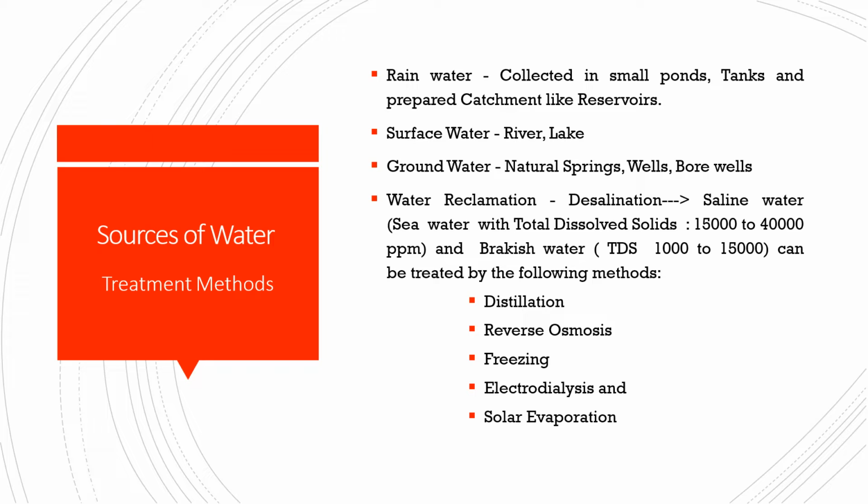Distillation and freezing methods can be used for seawater treatment mainly. The reverse osmosis method we can use for TDS less than 10,000 ppm. Electrodialysis and solar evaporation can be used for lesser TDS.